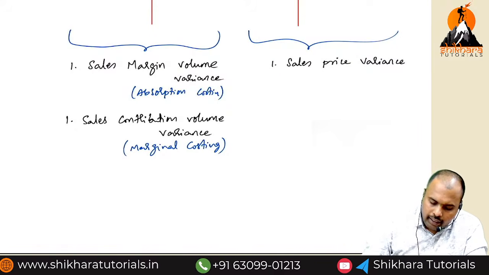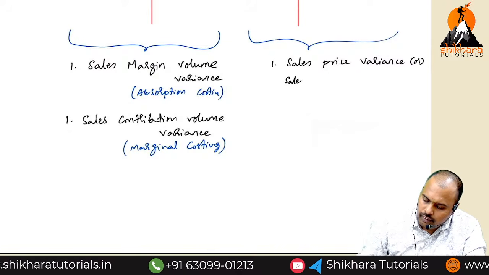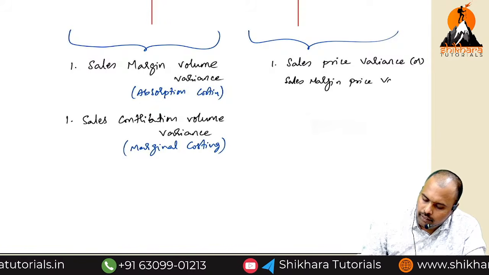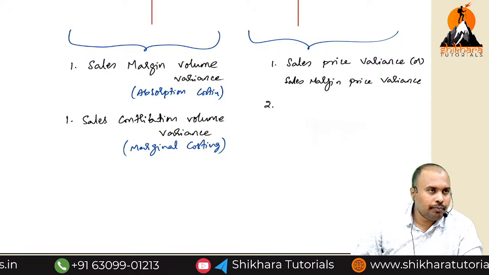So either I can take sales price variance or sales margin price variance. That is one reason. What is the other reason?